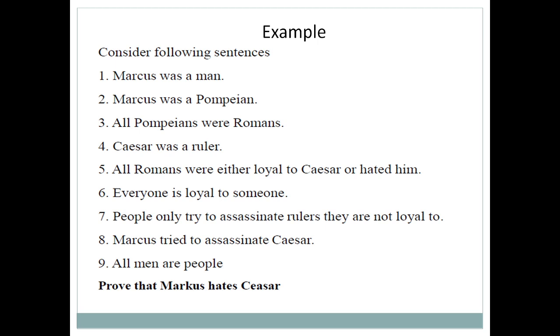So first of all we'll understand the problem. Consider the following sentences. In total 9 statements have been given to us, and we have been asked to prove the statement that Marcus hates Caesar. This is the statement we have to prove. Sometimes you are asked to convert the given statements only into predicate logic form. Sometimes they will ask you to obtain the clause form, and sometimes such a statement is given at the last, asking you to prove a particular statement.